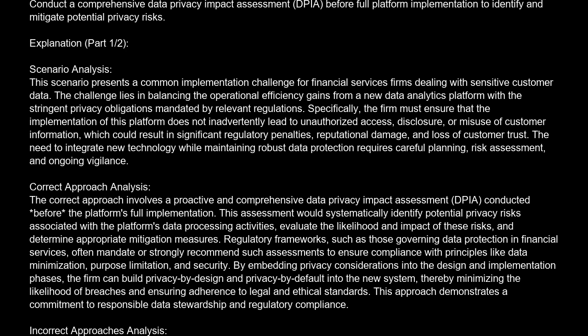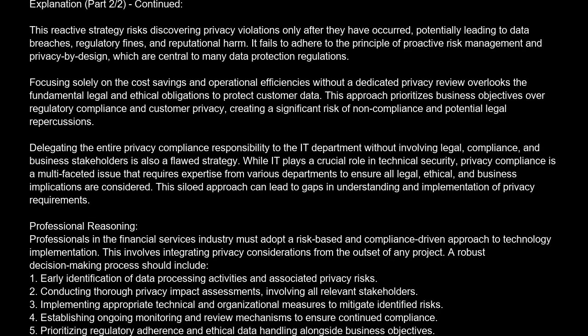Incorrect approaches analysis. Implementing the platform first and then conducting a post-implementation review of privacy controls is an inadequate approach. This reactive strategy risks discovering privacy violations only after they have occurred, potentially leading to data breaches, regulatory fines, and reputational harm. It fails to adhere to the principle of proactive risk management and privacy by design, which are central to many data protection regulations.